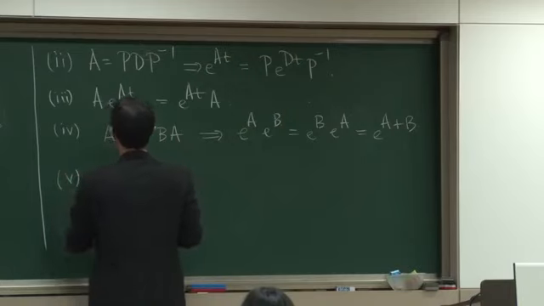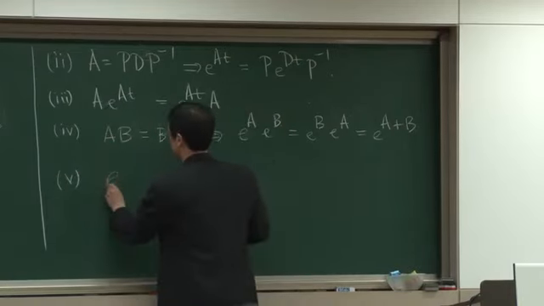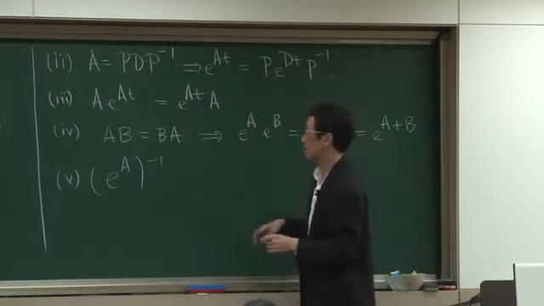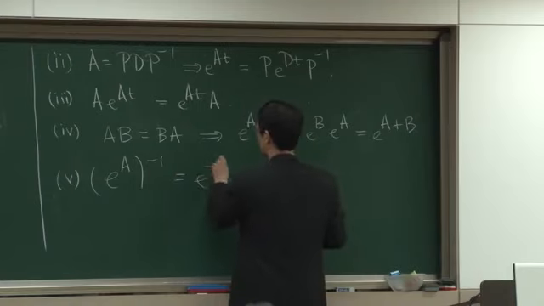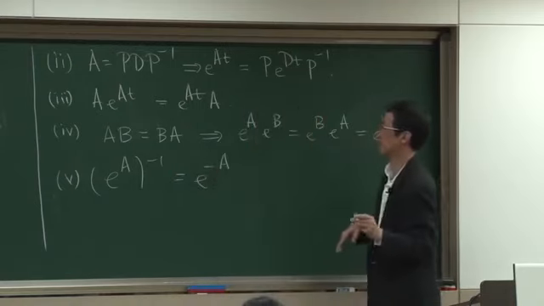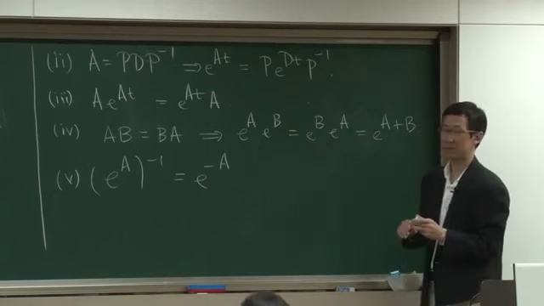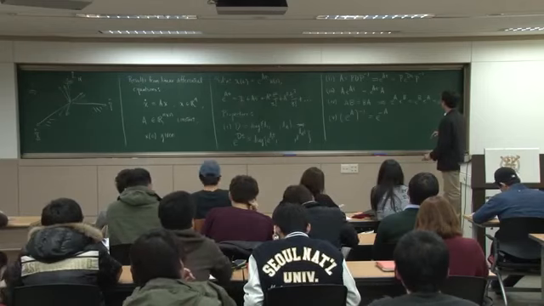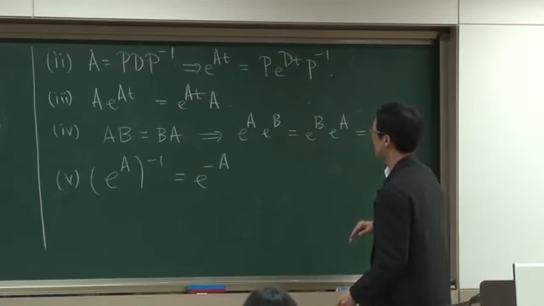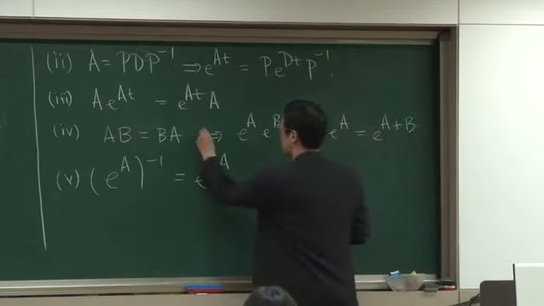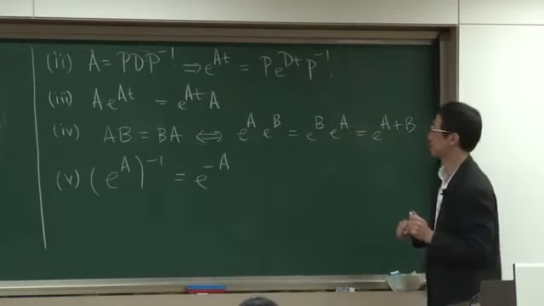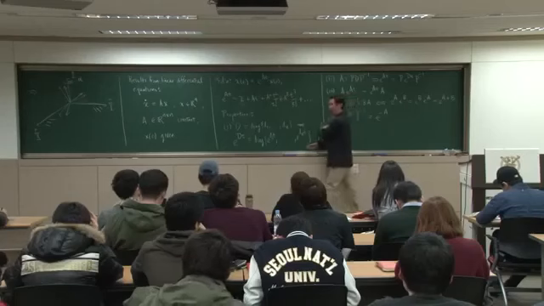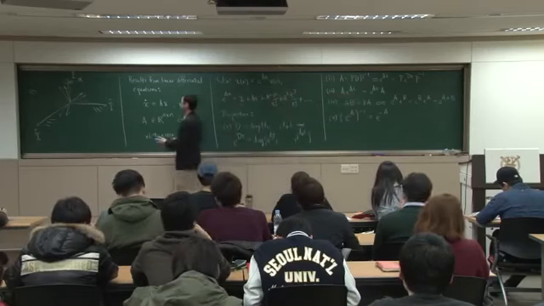And the fifth property is that if I want to take the inverse of e to the A, it turns out this is quite easy to do. It's just e to the minus A. This follows from the fourth property. In fact, the arrow goes both ways here. So this is where we left off last time.